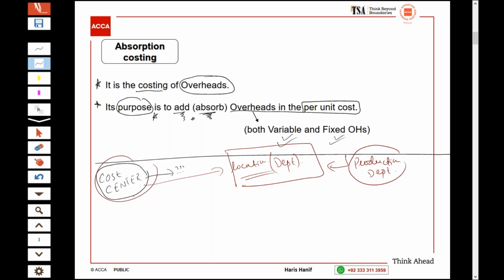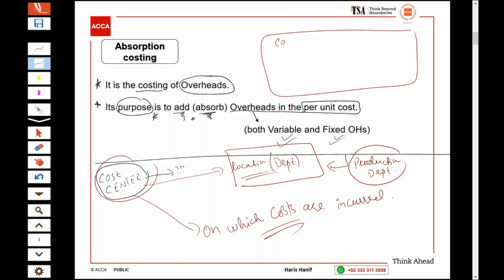It is a cost center. And what is a cost center? One on which costs are incurred. This department is not responsible for raising the revenue. So this is a cost center, which means the production department, and in the cost center, cost units are produced.